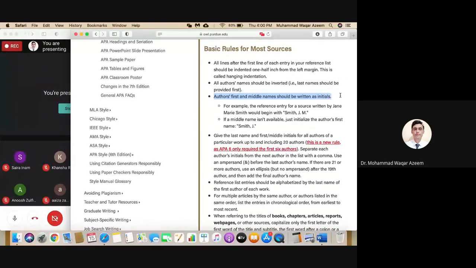Author's first and middle name should be written as initials. You don't put the full name for the first and the middle name. For example, the reference entry for a source written by Jane Mary Smith would begin with Smith, which is the last name, and then a comma, and then for Jane we put a J, a period, and then for Mary we put an M and a period. And that is exactly how we write the name in the citation of any particular source.